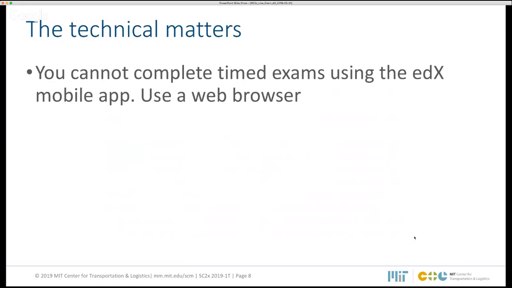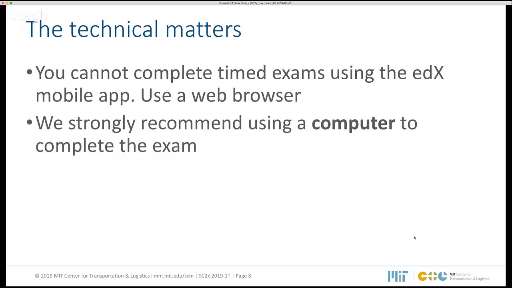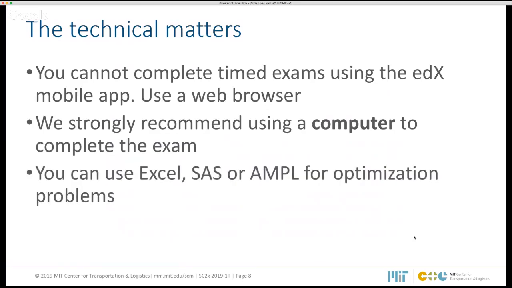You might know that you cannot complete a timed exam, in this case the midterm exam, using the edX mobile app. There's not the capability there. So you have to use a web browser. Okay, so keep that in mind. In order to take the midterm exam, you have to use a web browser. We highly recommend you to use a computer to complete the exam. And also, the exam is designed for you to use any software that you are familiar with. So you can use Excel, you can use SAS, or you can use AMPL to solve optimization problems. So use the tool that you are more familiar with.